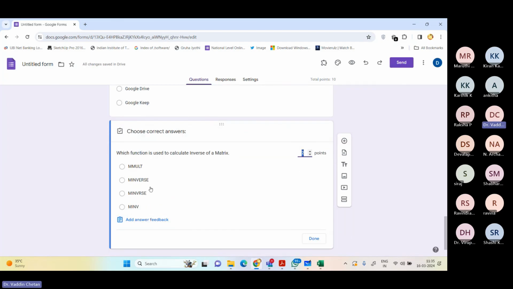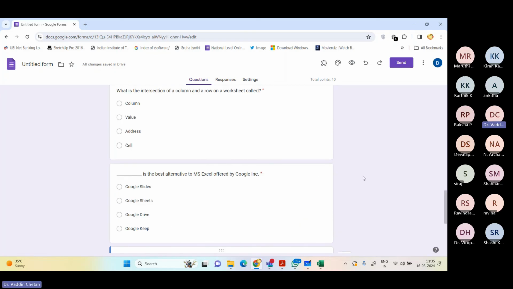So the correct answer is MINVERSE, because here I have made a spelling mistake, that is MINVERSE. And the fourth one is MIN. And the fifth, this is the correct answer, that is MINVERSE. Click on done. So you can see that I have made it 10 points.